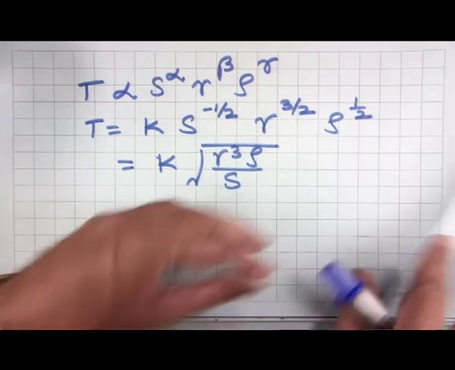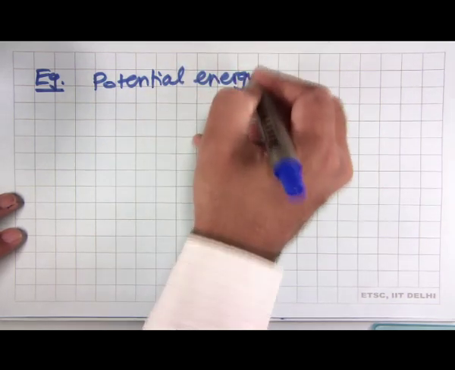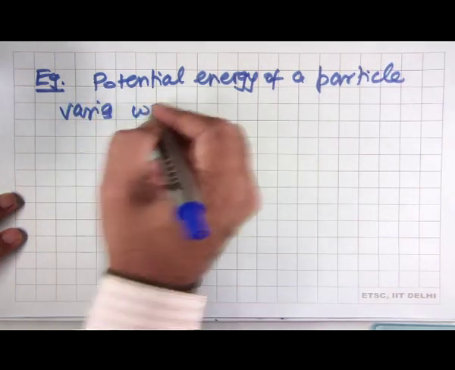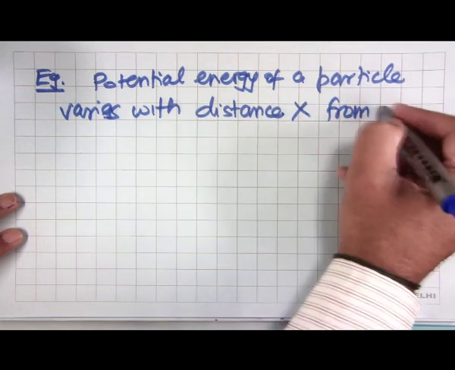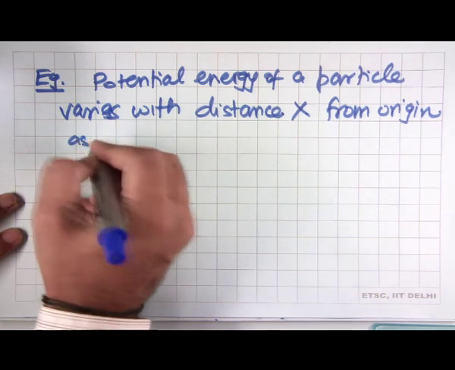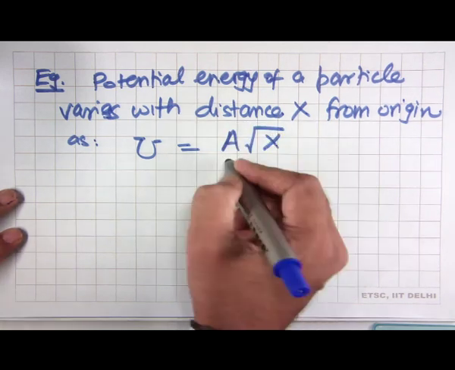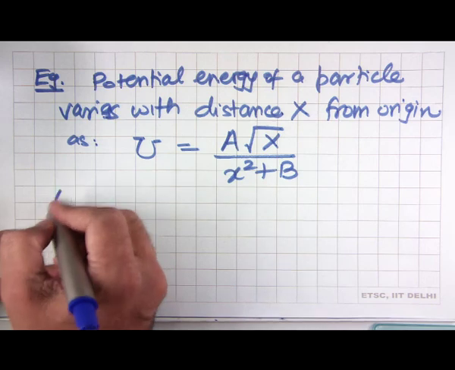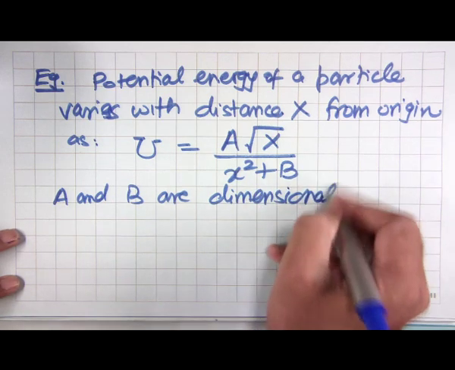Let us look at another problem, a second problem, where the problem given to us is: the potential energy of a particle varies with distance x from the origin as, and the formula is given to us, U, which is the potential energy, is equal to A times square root of x divided by x square plus B, where A and B are dimensional constants.